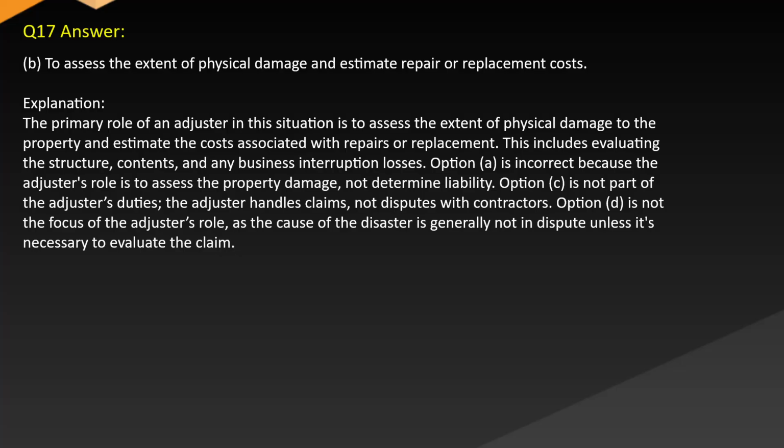Option A is incorrect because the adjuster's role is to assess the property damage, not determine liability. Option C is not part of the adjuster's duties. The adjuster handles claims, not disputes with contractors. Option D is not the focus of the adjuster's role, as the cause of the disaster is generally not in dispute unless it's necessary to evaluate the claim.